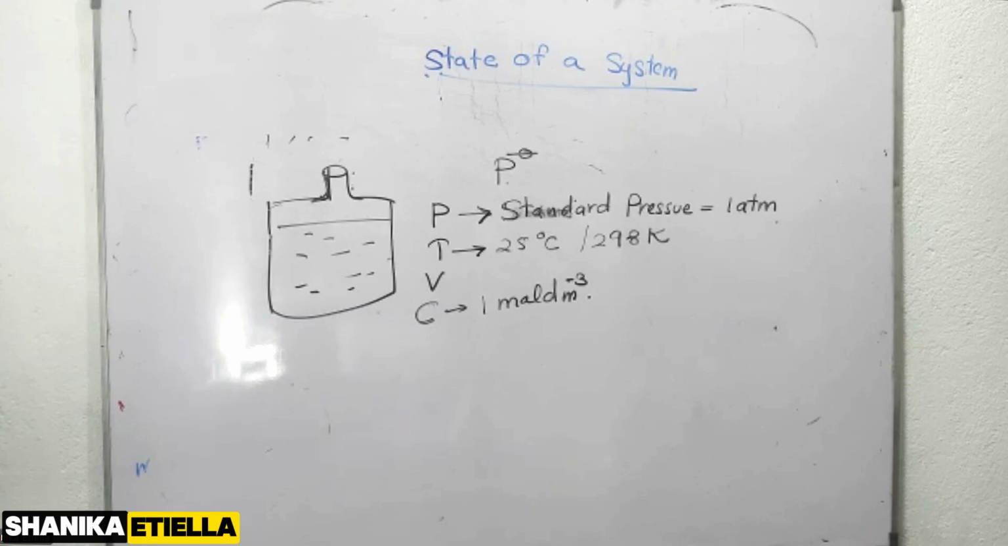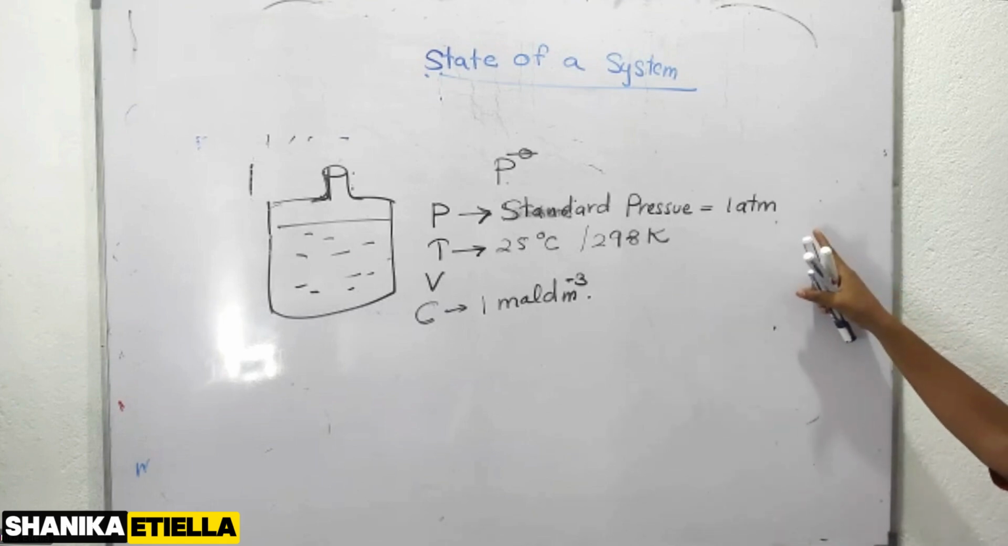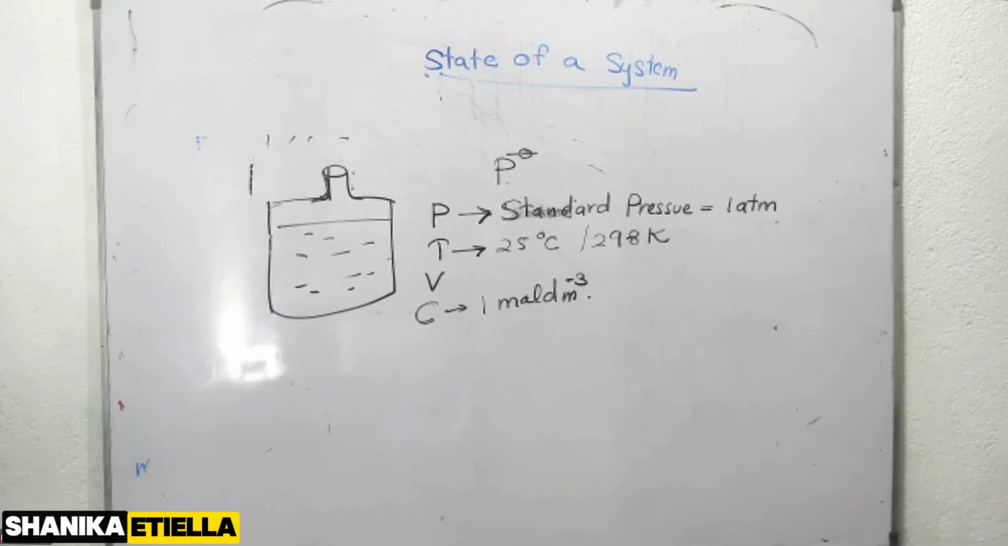Write down: standard pressure 1 atm, within brackets 1 into 10 to the power 5 Pascal.